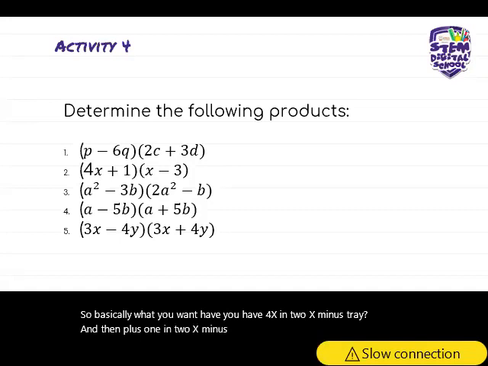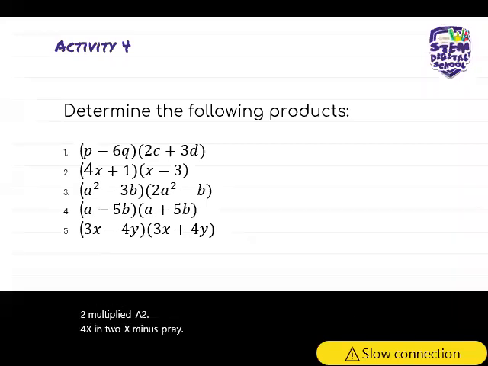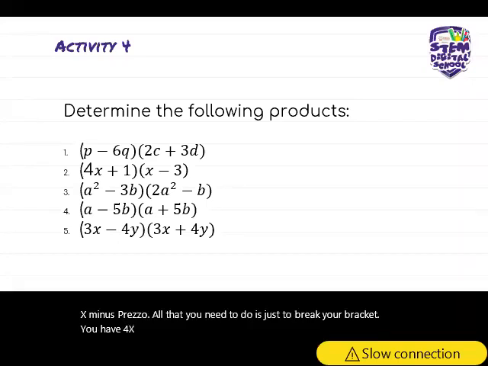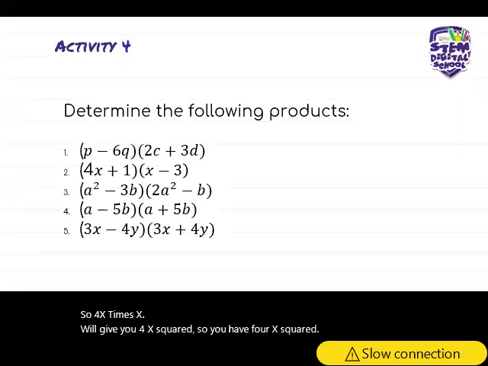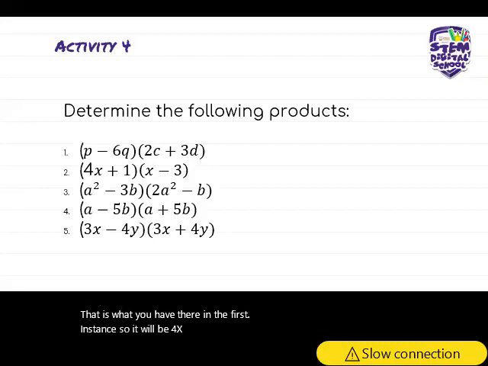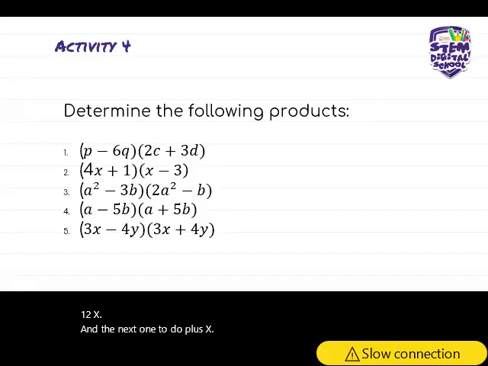So therefore you'll have to multiply the 2, 4x into x minus 3 plus 1 into x minus 3. So all that you need to do is just to break your bracket. 4x times x will give you 4x squared, that is 4x to the power of 2. And then if you multiply 4 by 3, you get 12. So it will be minus 12x. And the next one, it will be plus x minus 3. So basically, this is what you will have.